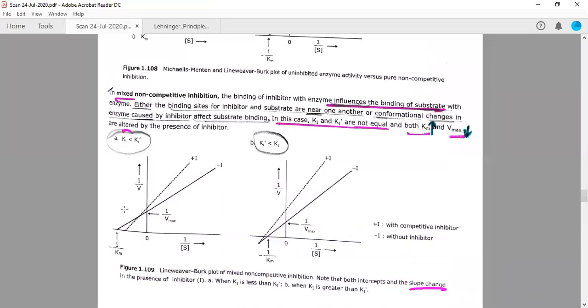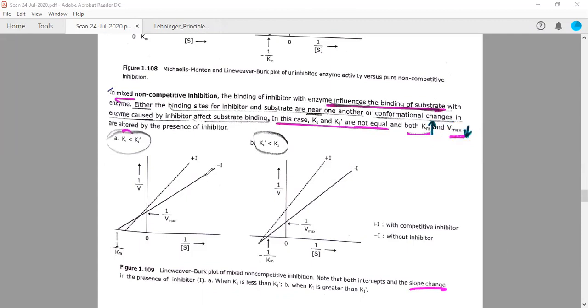Okay, here. First of all, you will see there is a change in Km value, and this change is not always increasing. This can be decreasing also. Overall, you need to say this Km value will also change. And you need to remember that the Vmax will always decrease in case of mixed non-competitive inhibition. So these two points are important to remember here.